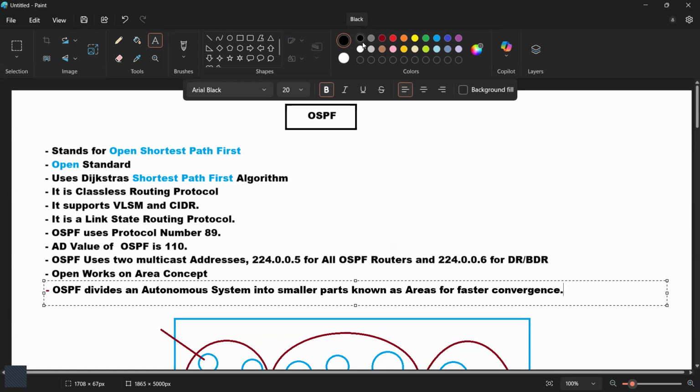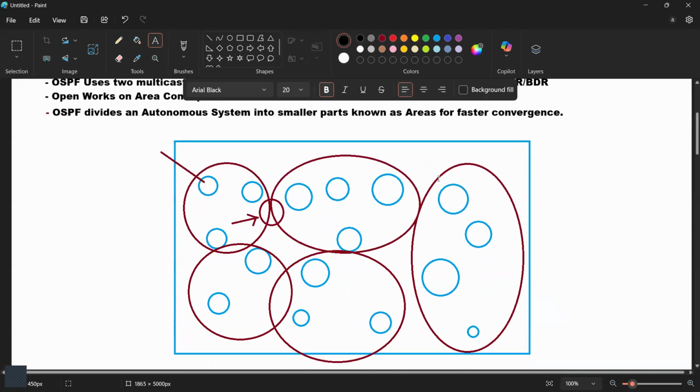And what do you mean by convergence? How much time it takes for a routing information to reach from one router to another. That is convergence. Right now, if one router wants to connect here, he will send the traffic to this router. He is not worried about how to reach the destination. I know how to reach this router, and this router will take care of everything else.